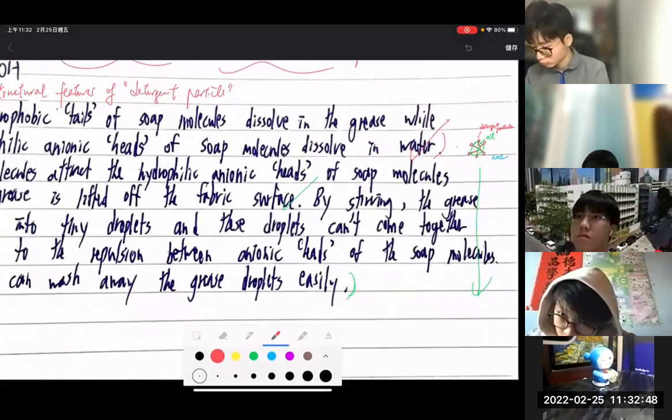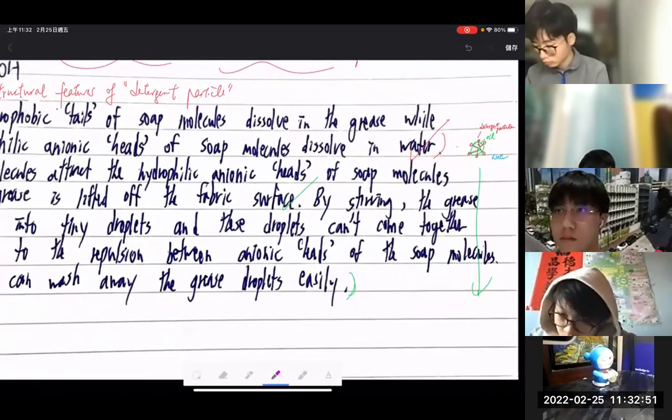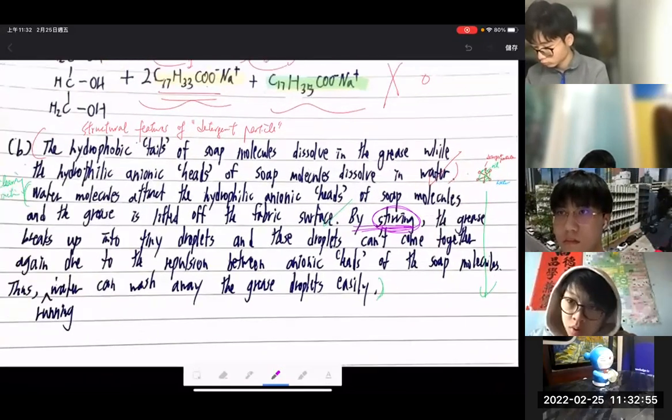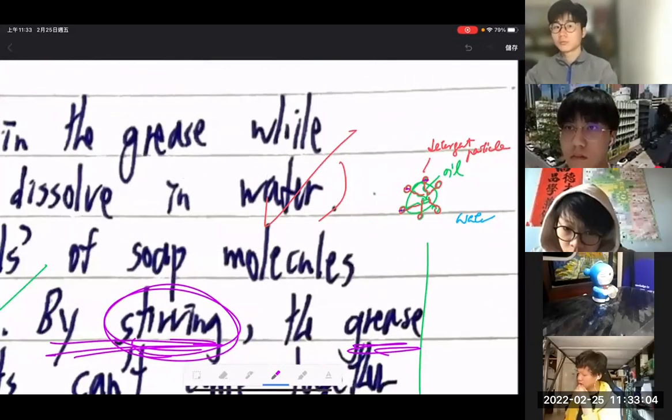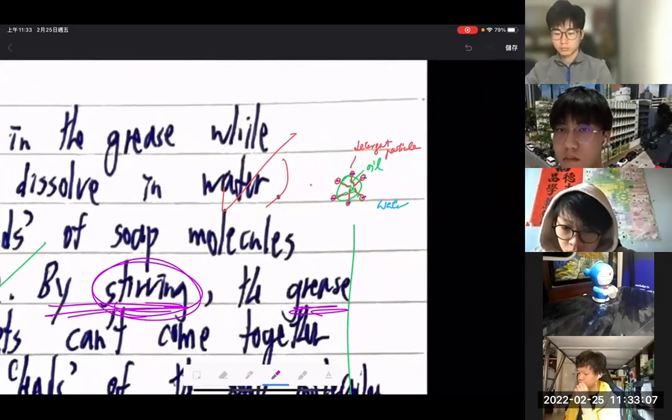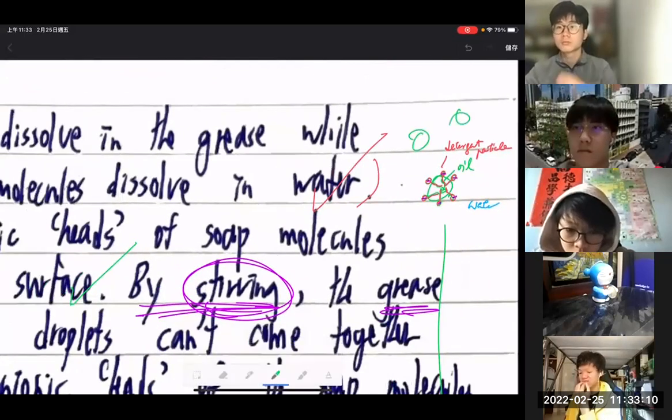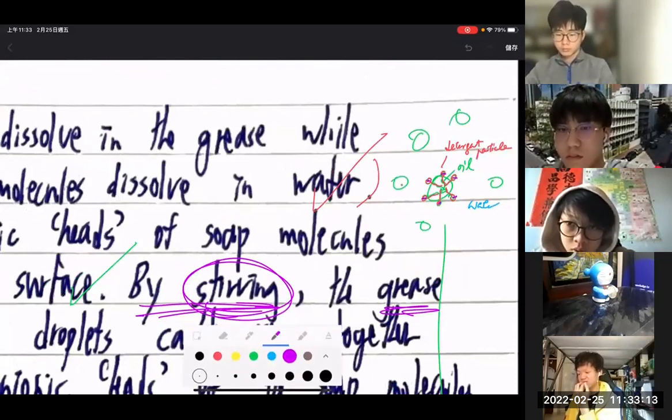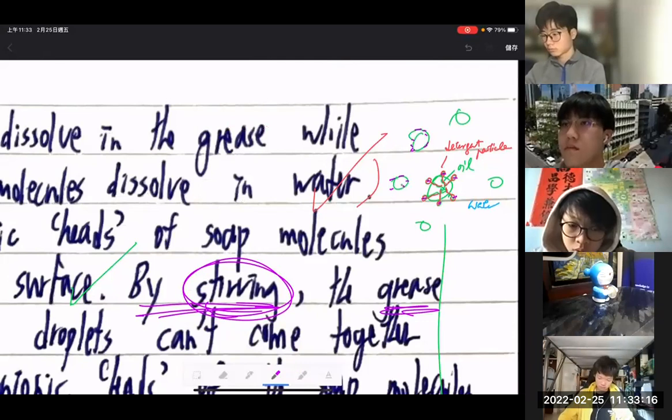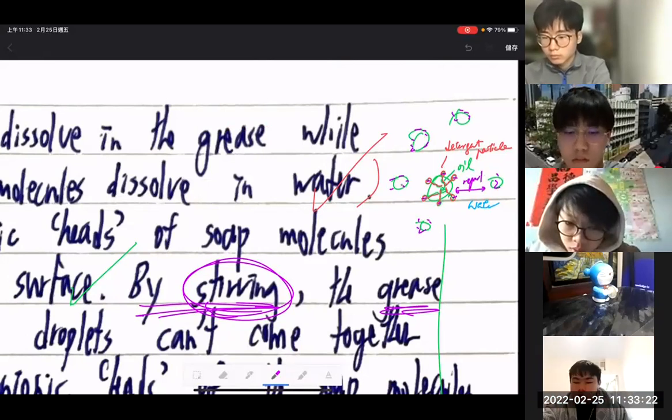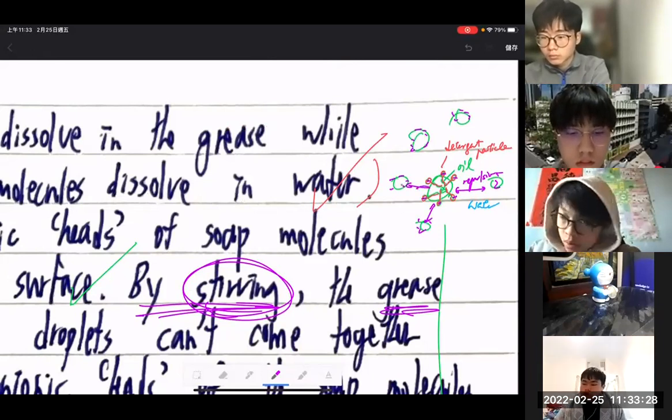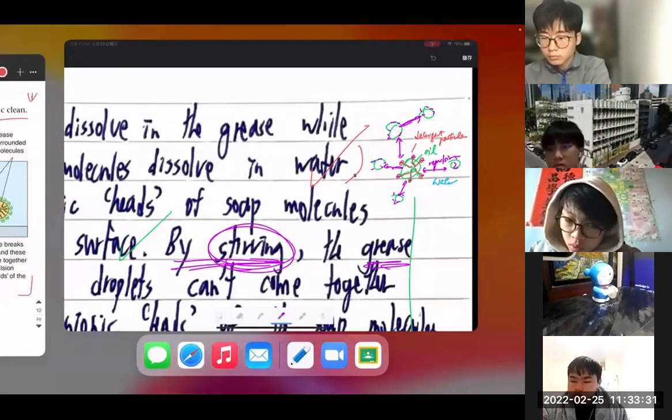Point 3, very important term. By stirring, the grease breaks up into tiny droplets. And because this part, the anionic head, all those carry negative charge, okay? So because they break down into several droplets like this, chemically, they cannot come together because all those surrounding here is just negative. So there is repulsion. Do you understand? So there is repulsion in between. So they cannot come together.